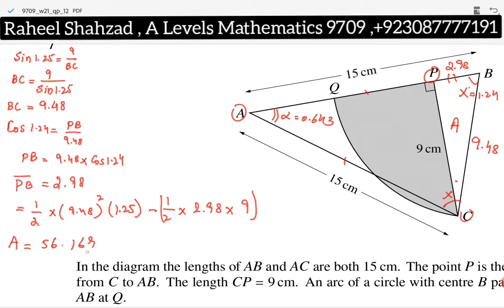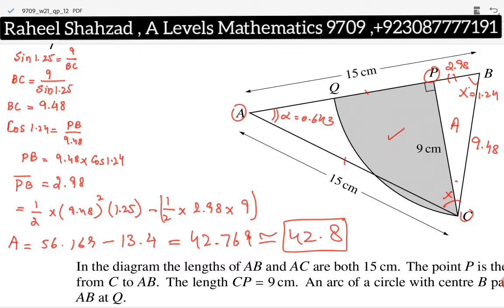1 by 2 into 9.48 square into 1.25, that makes it 56.169, minus 1 by 2 into 2.98 into 9, which is equal to 13.41. So the shaded area would become 56.169 minus 13.4, that is equal to 42.769, or 42.8. So this is the area of this shaded region.